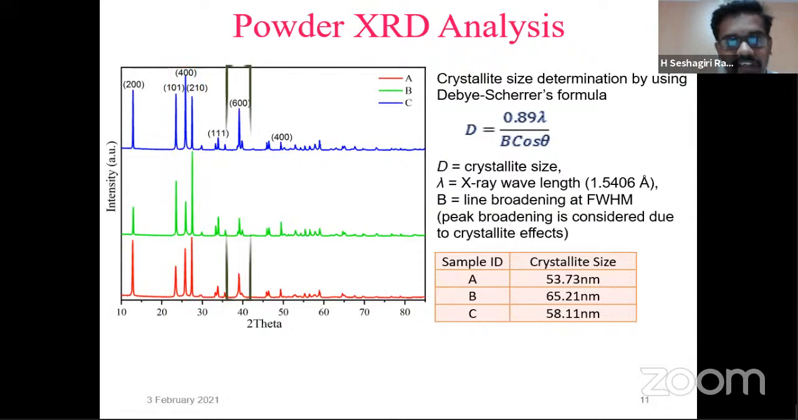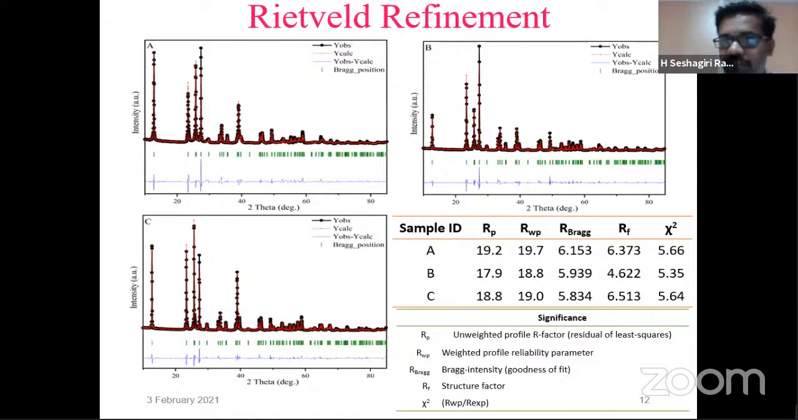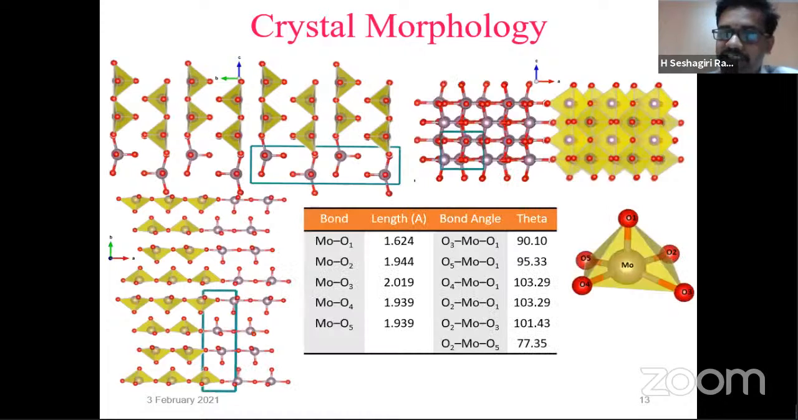Then on Rietveld refinement of all the 3 composites here, we were able to see clearly that the Rietveld patterns that appeared were matching with the orthorhombic phase of this MoO3, whereas the line intensities were checked, and the chi-square value is ranging from 5.66 here, which indicates good coherence between the theoretical and the experimental approach, and hence the crystal morphology that we obtained for these MoO3 molecules is listed here with the crystal geometries, where the bond lengths and bond angles are enumerated here.